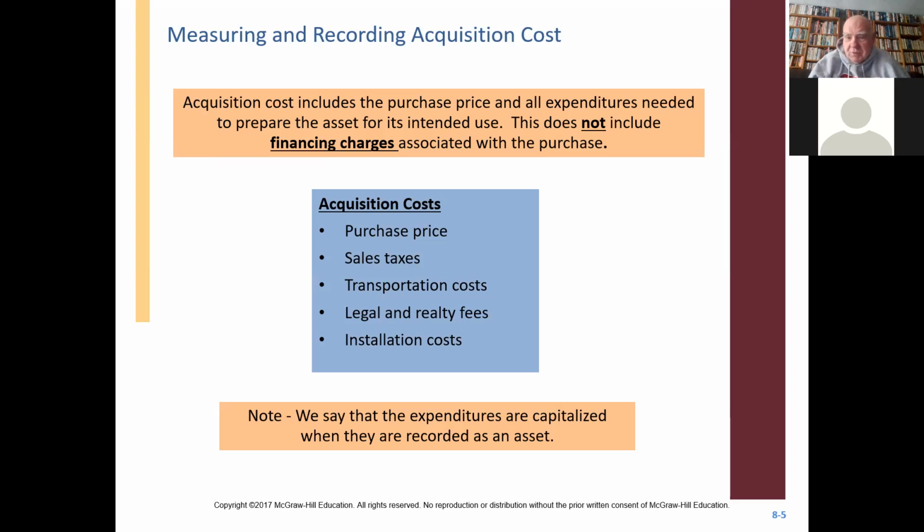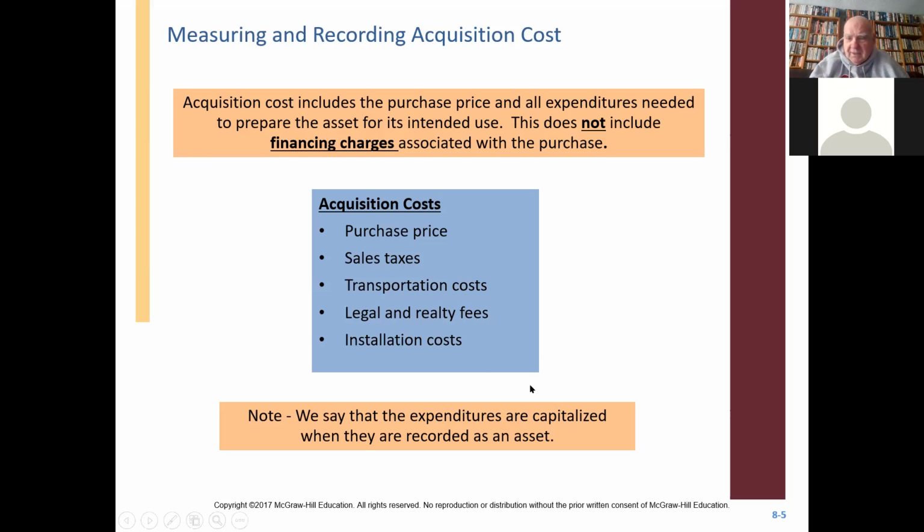Acquisition costs: purchase price, and there'd be sales taxes, maybe, maybe not, depending on the state. What if you bought an airplane? What if Boeing bought an airplane from somebody? They're going to have that plane transported in. That's a cost. Any legal fees, realty, or installation costs. You bought a new machine and you bring it to your factory or your store, and you can't use it yet because it has to be properly installed by your electricians, perhaps. That is all part of the cost of the asset.